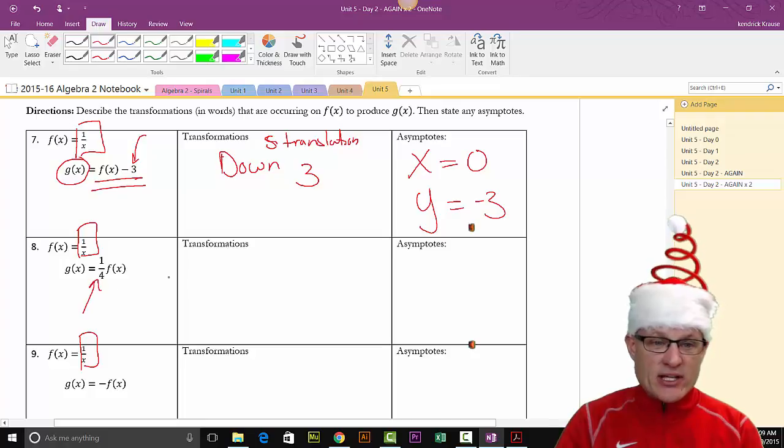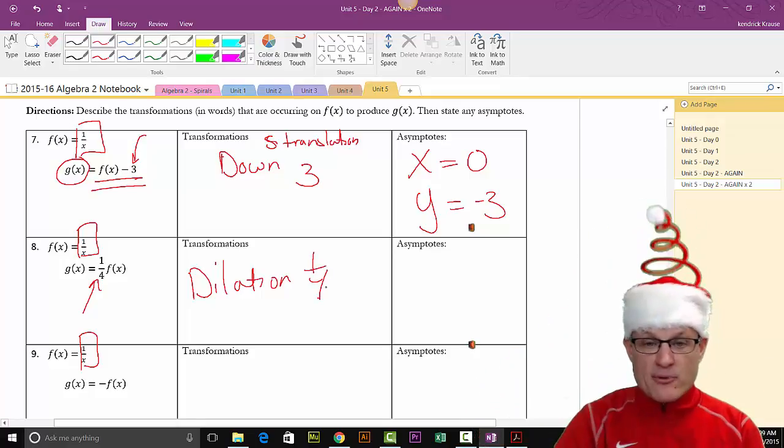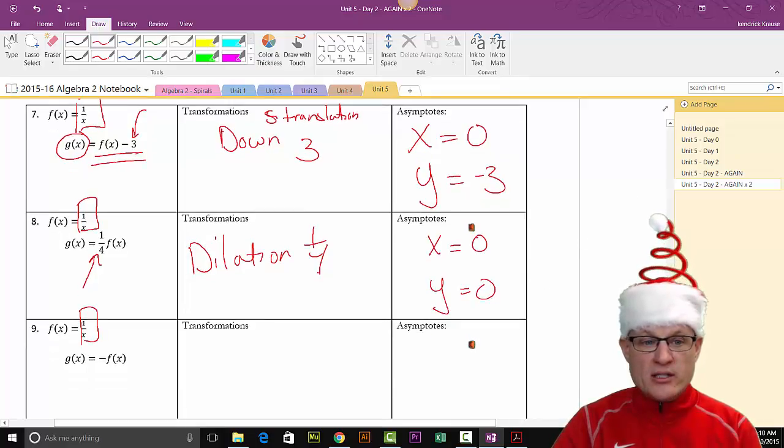This is a dilation of a factor 1/4. Because I didn't move left or right, and I didn't move up or down, my asymptotes are not going to change. They're going to go back to what the parent function is, and the parent function asymptotes are x equals 0 and y equals 0.